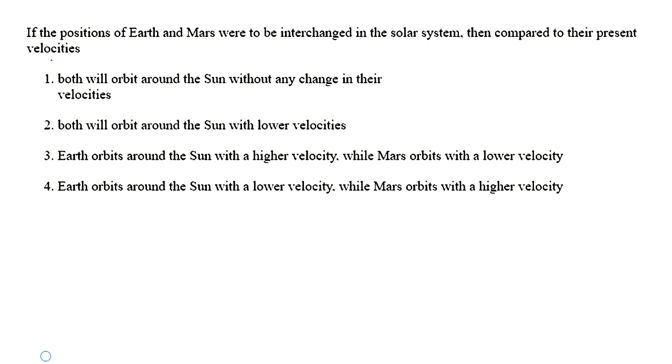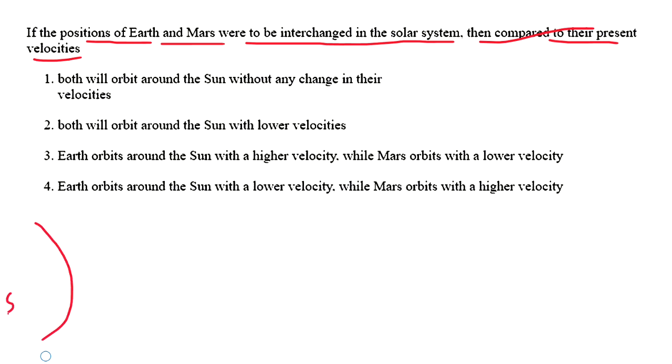So our next question is, if the positions of Earth and Mars were to be interchanged in the solar system, then compared to their present velocities, okay, velocity, it means velocities remain the same. So what is going to happen? Suppose this is our sun, this is our Earth, and this is our Mars. Okay, Mercury, Venus, Earth, Mars. You should remember the sequence also.